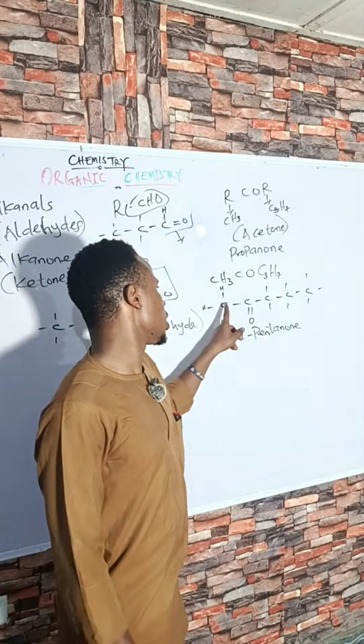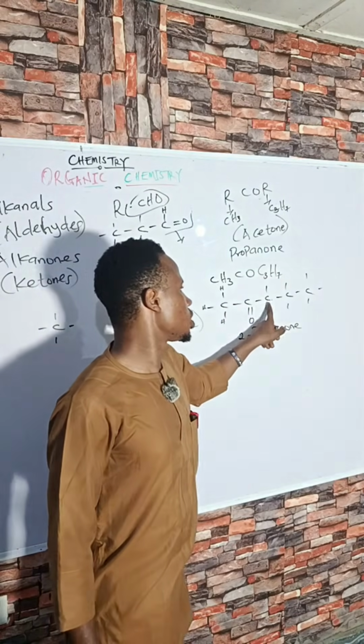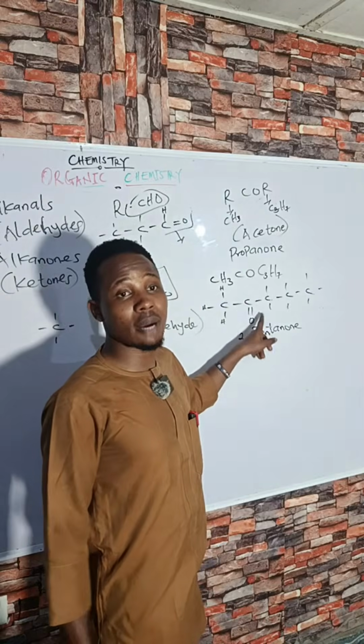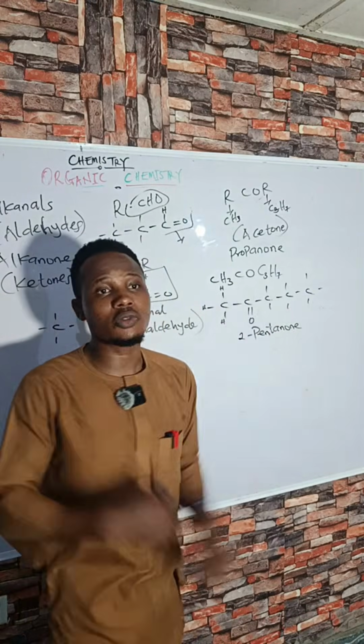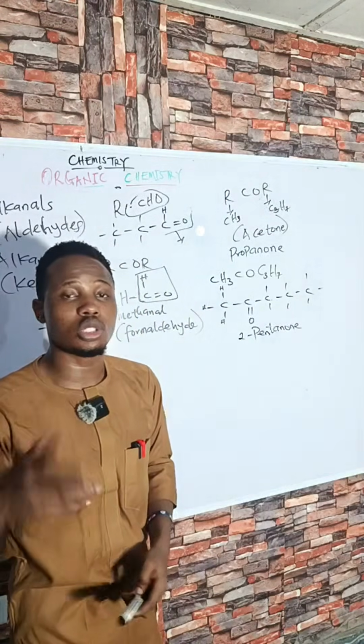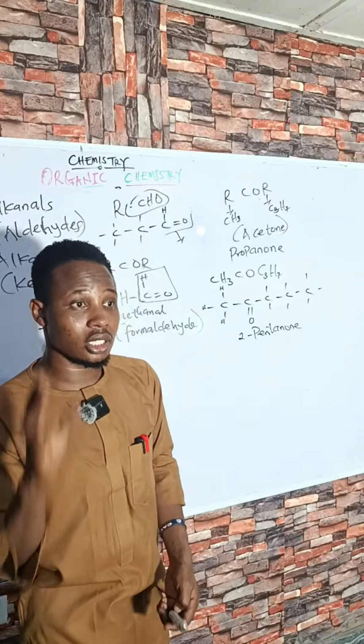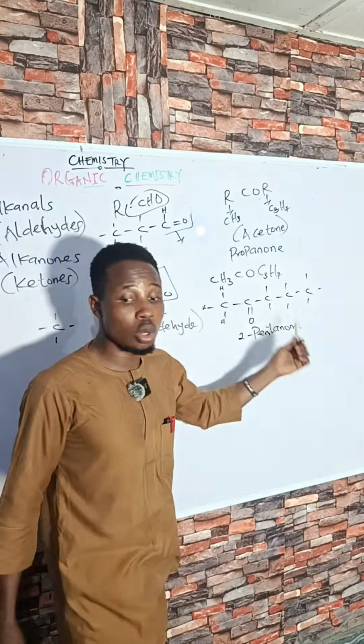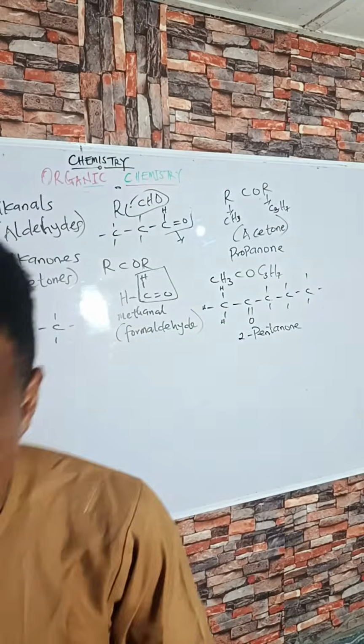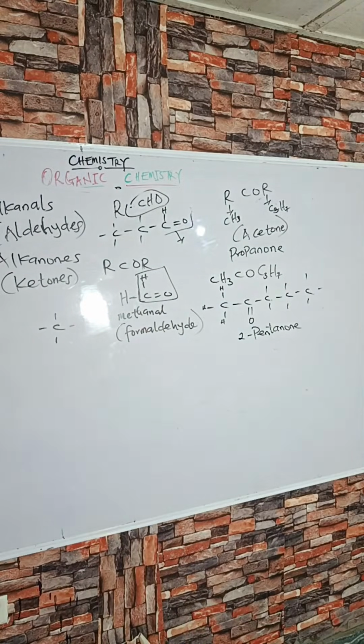But if you count like this, 1, 2, 3, 4, 5, it means it is on carbon 2, so you would call it 2-pentanone. Between 4 and 2, which one is better? You go for 2, the lowest number. Do you get? So the lowest number is why this is 2-pentanone. I hope that clarifies your confusion.